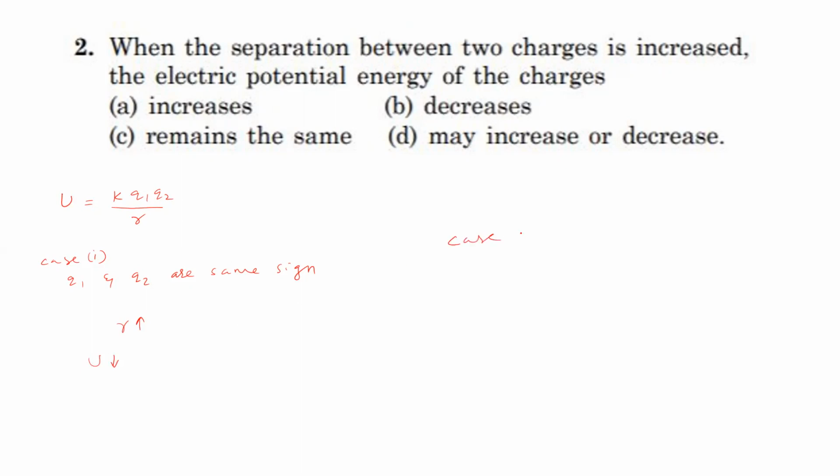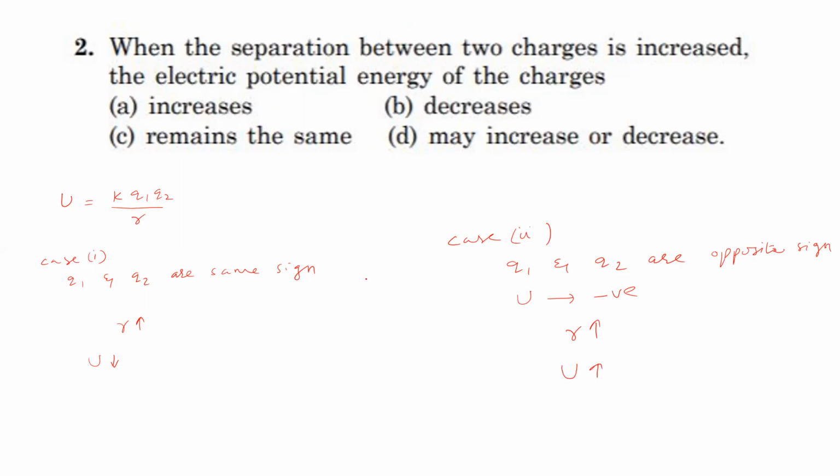Suppose in case 2 we take Q1 and Q2 of opposite sign. If you take opposite signs, then potential energy will be negative. By increasing R, the potential energy negatively decreases, that means potential energy increases.